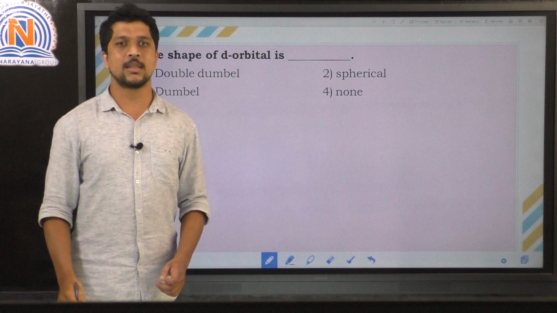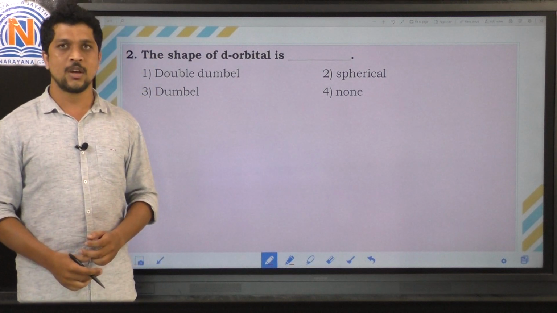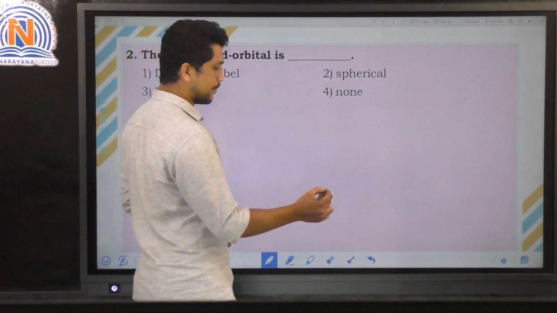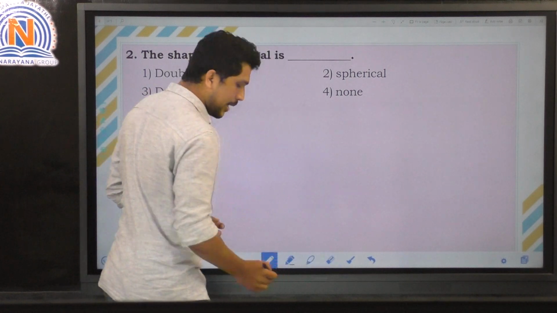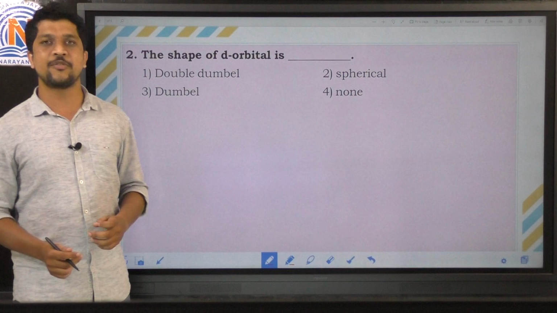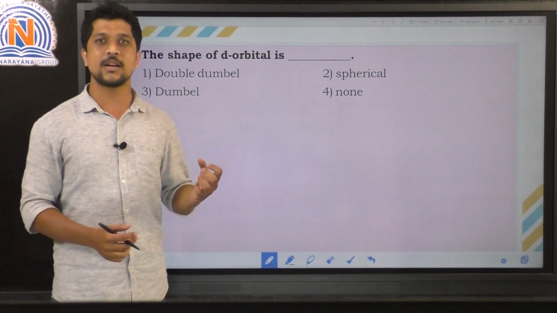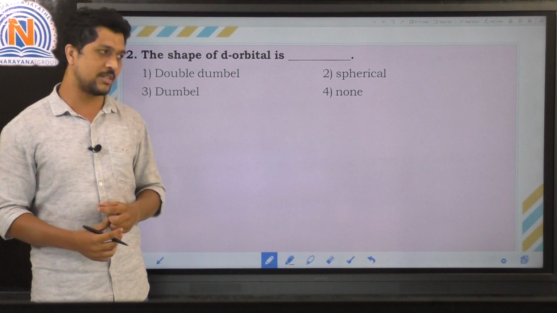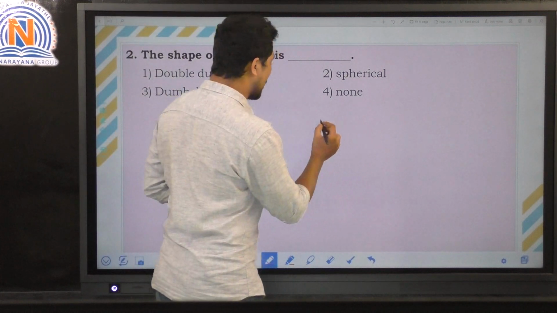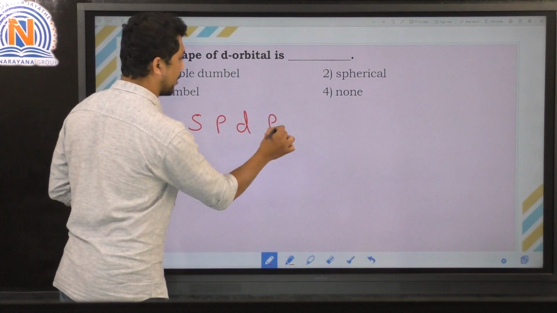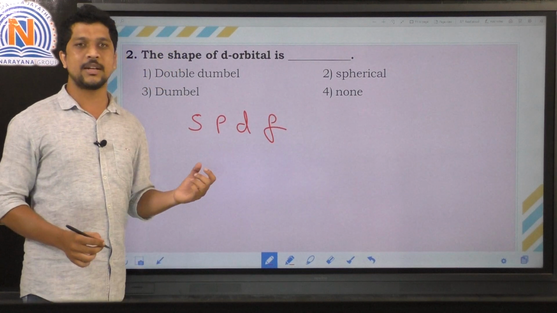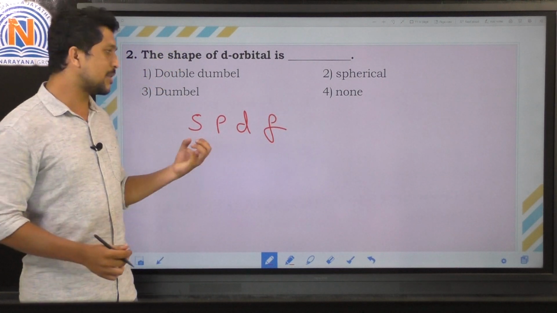Here the question is the shape of d orbital. We know that each and every atom contains different types of orbitals. In those orbitals the electrons are present, right? So we know that there are 4 types of orbital: s orbital, p orbital, d orbital and f orbital. Each and every orbital has a different shape.